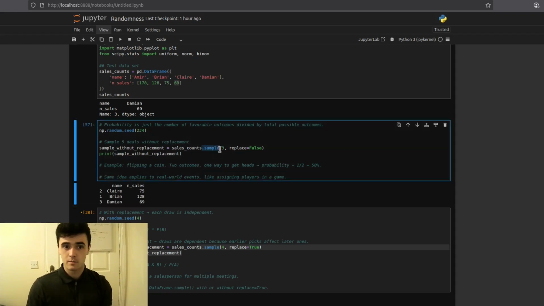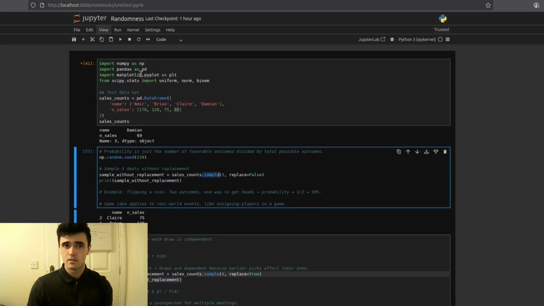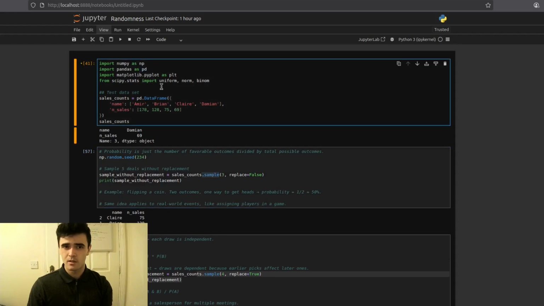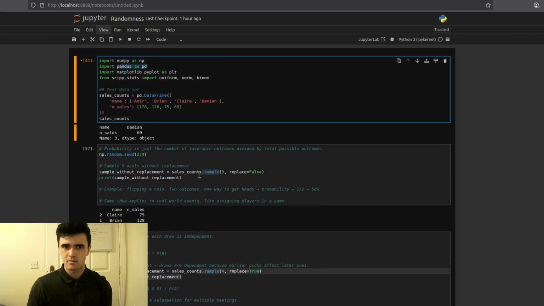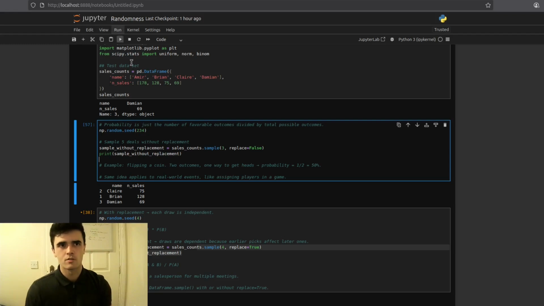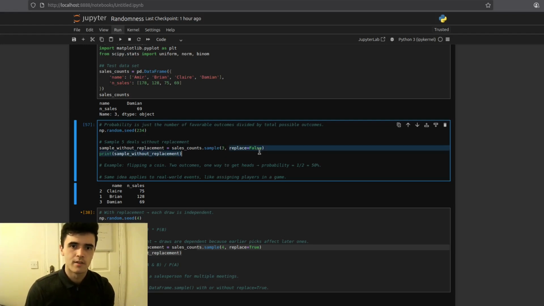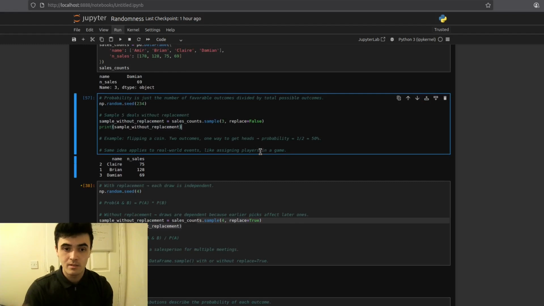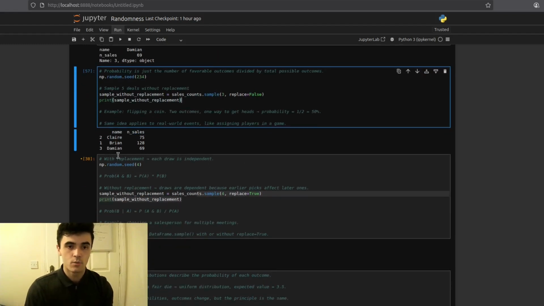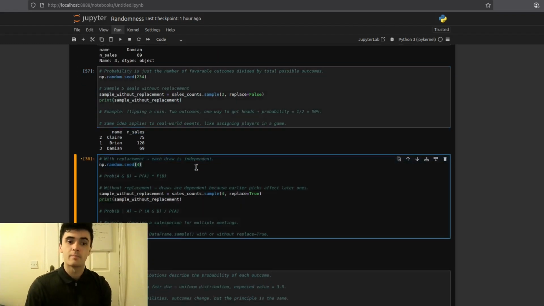This sample function is part of the pandas package, I believe. I'm not too sure. It's a quick Google, but I don't really care too much. It essentially gives you the number of things you want to take out of your data set, and then you can also pass in whether or not you want to replace your samples. So with replacement, each draw is independent.